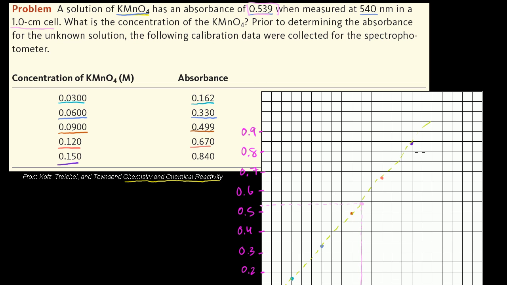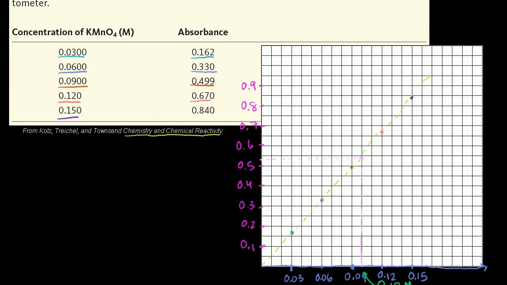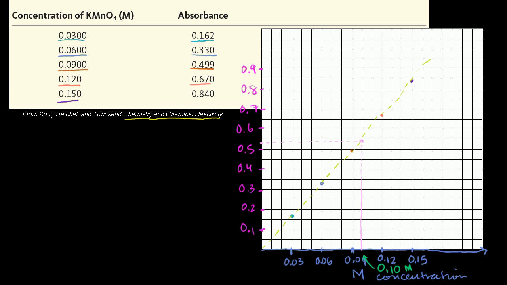But let's try to get a little bit more exact. We know the Beer-Lambert law, and we can even figure out the constant. The Beer-Lambert law tells us that the absorbance is equal to some constant times the length times the concentration, where the length is measured in centimeters, and the concentration is measured in moles per liter, or molarity.